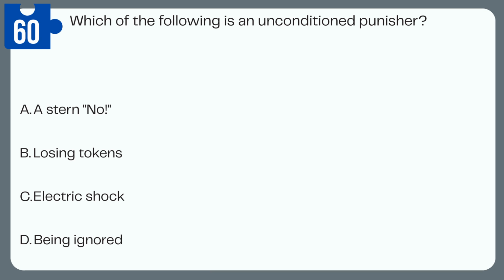Question 60. Which of the following is an unconditioned punisher? A. A stern no. B. Losing tokens. C. Electric shock. D. Being ignored.